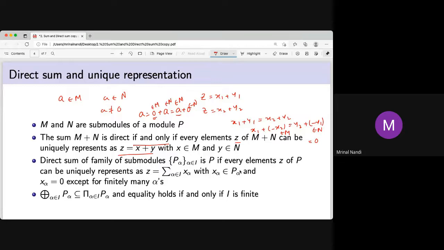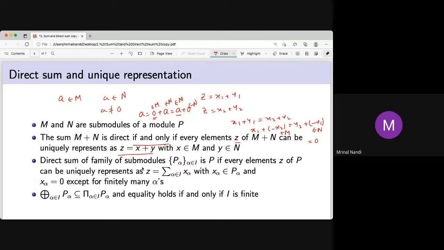But if it's a direct sum, you can't do this. Now, same thing in vector space also. We know this direct sum actually is like an independent thing. If vectors are independent, then the representation is unique.